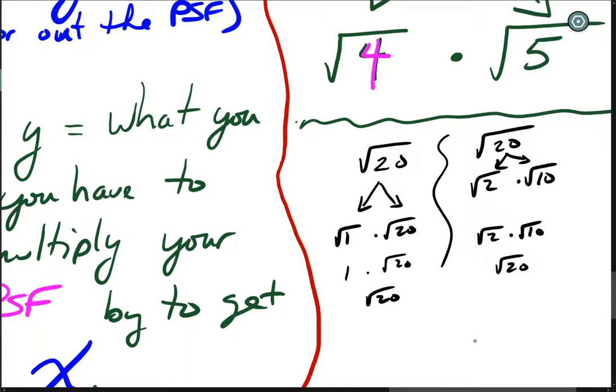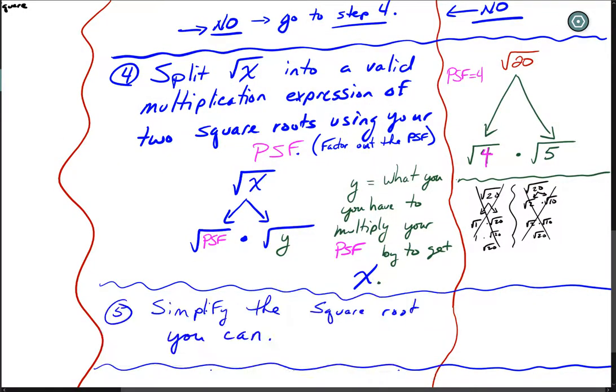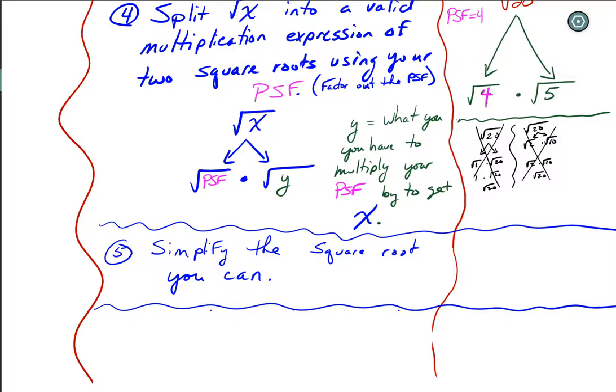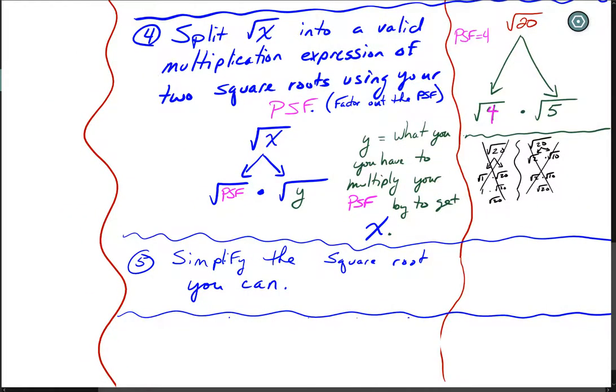Okay? Do you see what doesn't do you any good? Because there's no perfect square there. Make sense? Why does this do us some good? Because we can simplify the square root. We're left with right now square root of 4 times square root of 5.